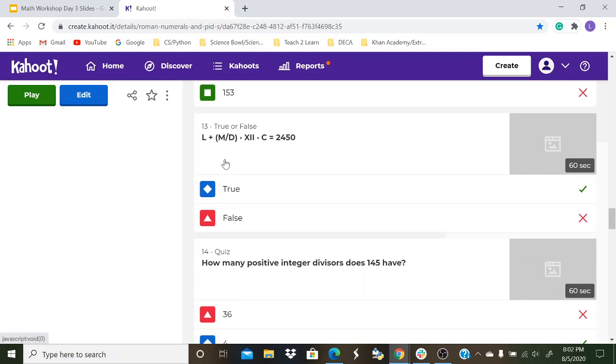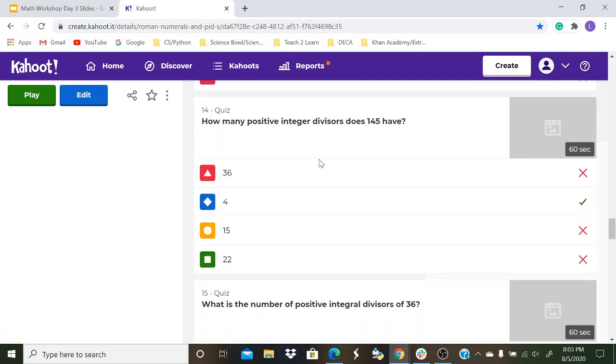Now this is a bit of order of operations, so you may have heard of PEMDAS, those types of acronyms. And so you want to start with what's in the parentheses. So 1,000 divided by D, 500 is 2, times that, which is 12, is 24, times 100, which is 2,400, plus 50 is 2,450, so it is true.